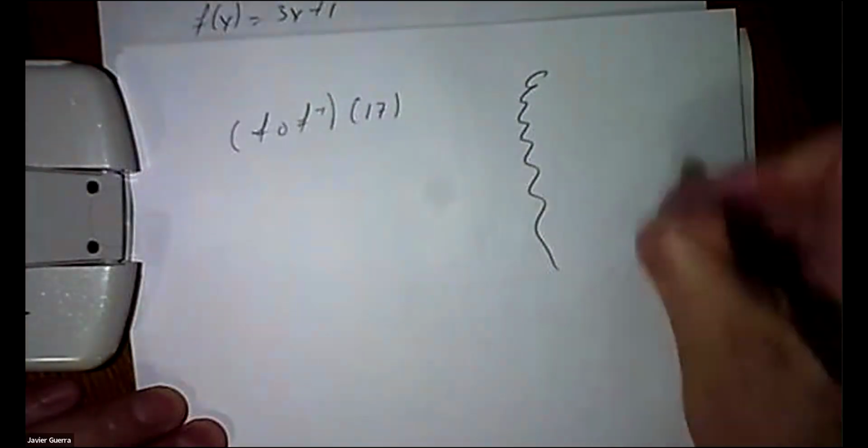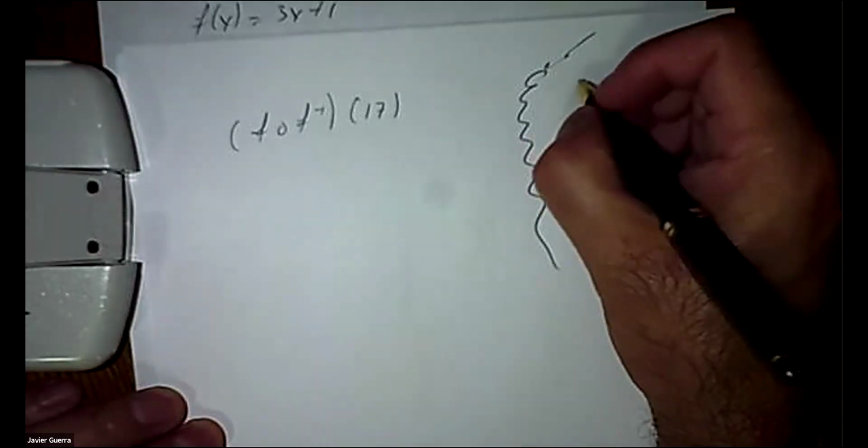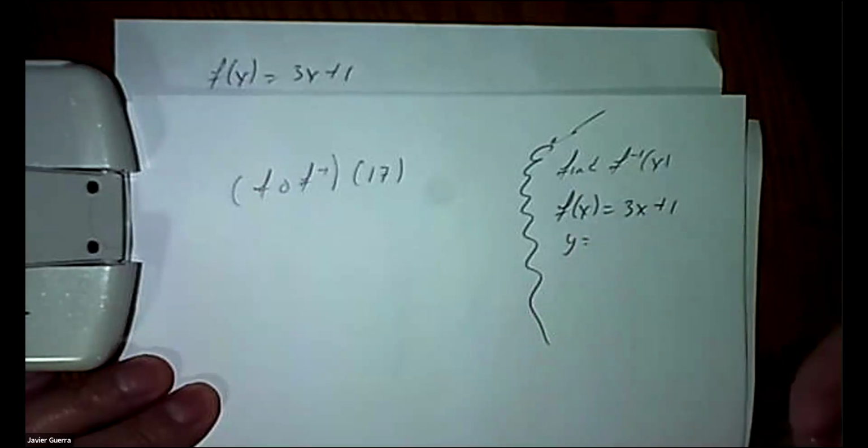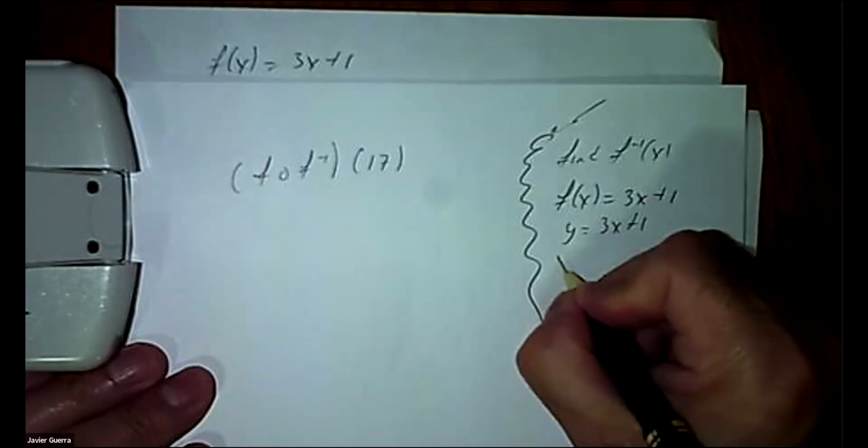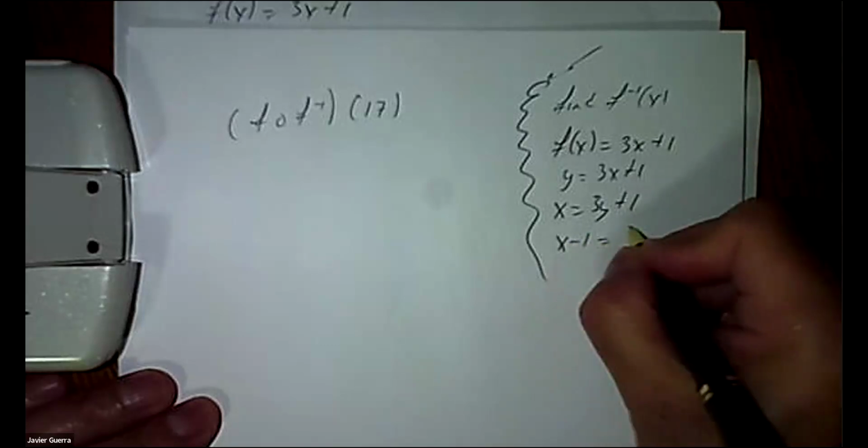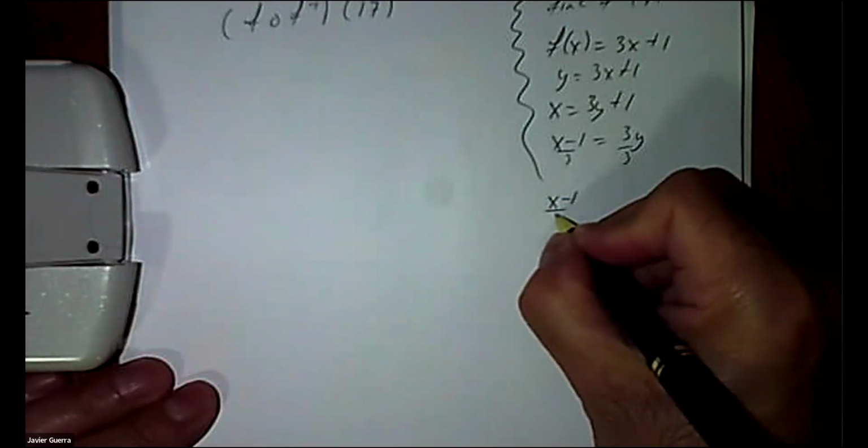So let's go over here and do my little thinking cloud. I gotta find the inverse of 3x plus 1. So let's find F inverse of x. So here's my F. How do I find my inverse? I'm gonna write my function. So f of x, write y, 3x plus 1. I'm gonna reorder the variables. So that becomes x equals 3y plus 1. Solve for y. I'm gonna subtract 1. Divide by 3. So x minus 1 over 3 is equal to my inverse function. All right, so I got my inverse function.